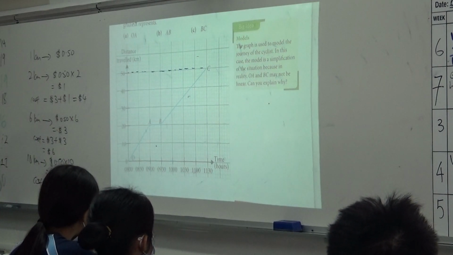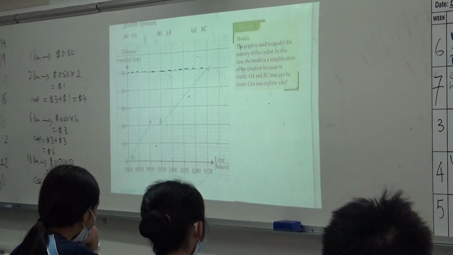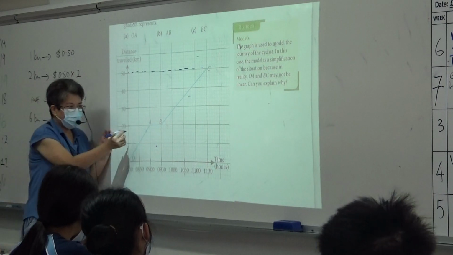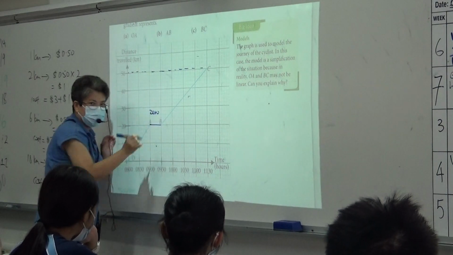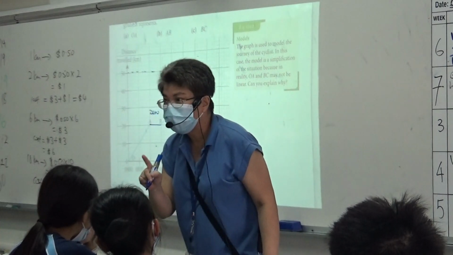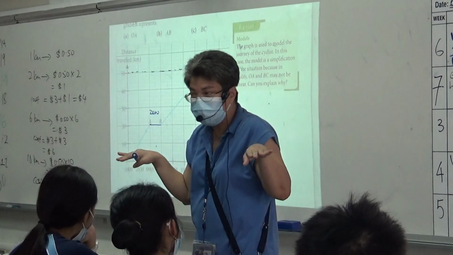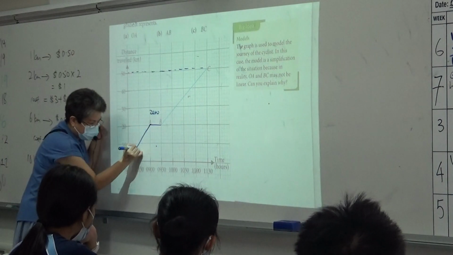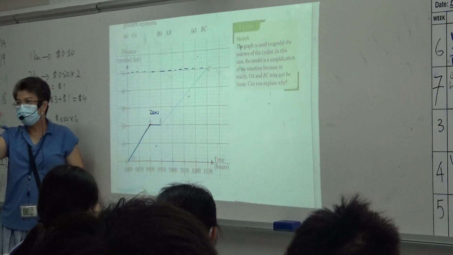Part 2. Find the gradient of each of the following line segments, stating clearly what each gradient represents. Okay, I want you to look at this part. This one, the gradient is what? 0. Gradient 0 means the speed is 0. Correct? No speed, so no move. Understand? Okay. Now, how to find the gradient of this? Can you see it's a positive gradient? Speed must be positive, speed cannot be negative.